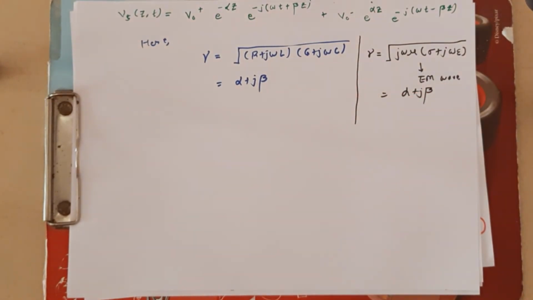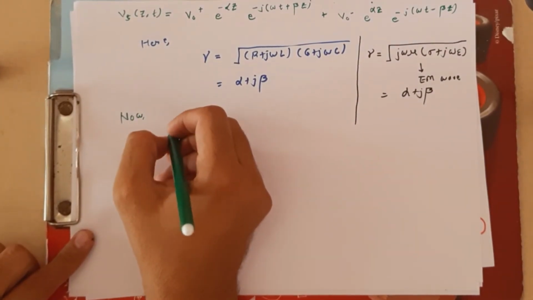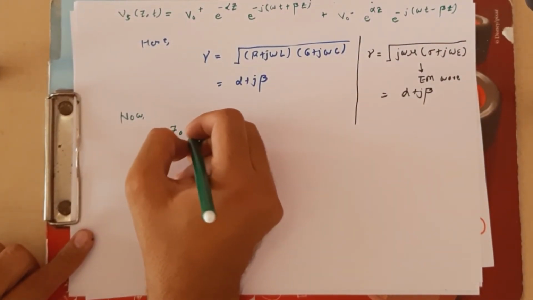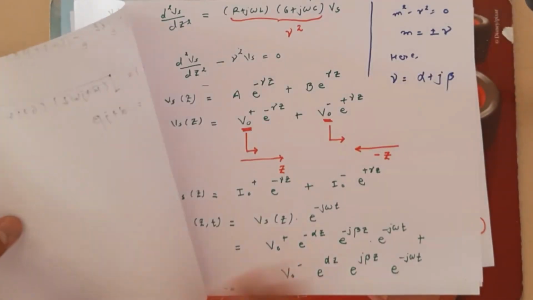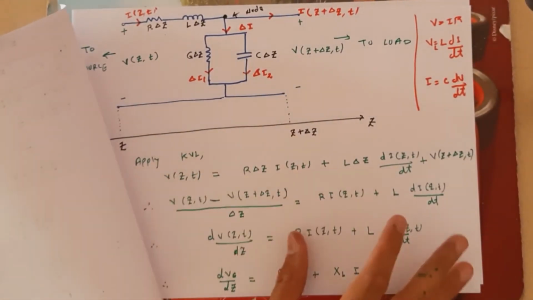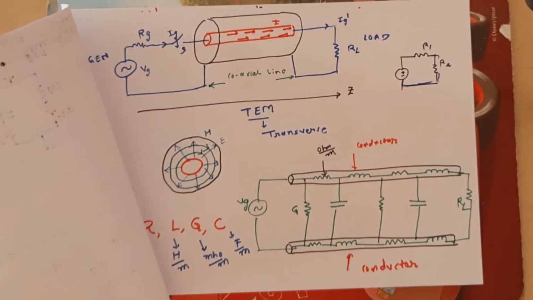Now we derive one more equation which is known as characteristic impedance. So here is the equation for characteristic impedance, which is Z0. What do you mean by the characteristic impedance? Characteristic impedance means the impedance which is offered by this line. The impedance which is offered by the line is known as characteristic impedance.